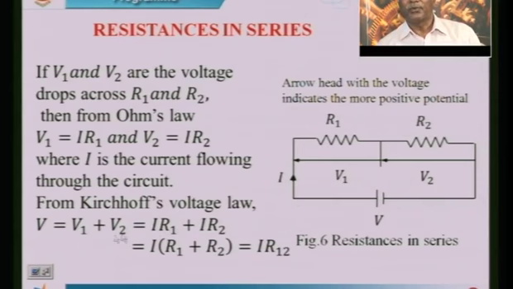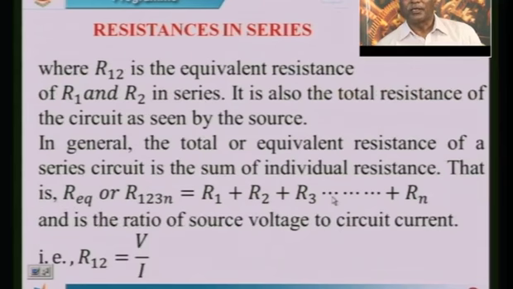That comes to V1 plus V2, IR1 plus IR2, I into (R1 plus R2), which leads to I into R12, where R12 is nothing but the equivalent resistance or total resistance offered to the source. Therefore, Kirchhoff's law can be used to reduce the circuit to a simple circuit also. In general, the equivalent resistance will be equal to the sum of all the resistances in series, and that will be equal to V by I.